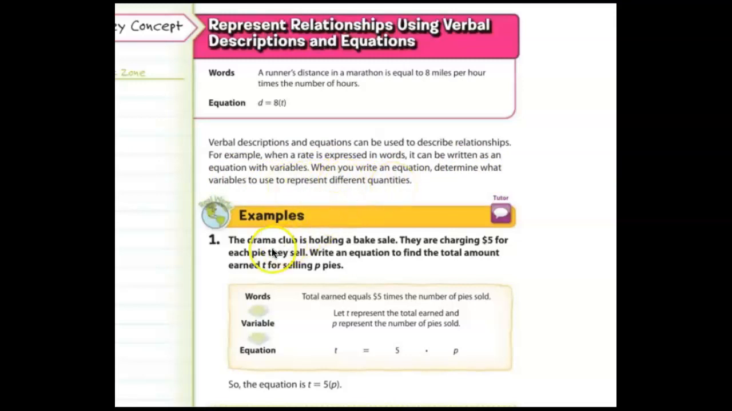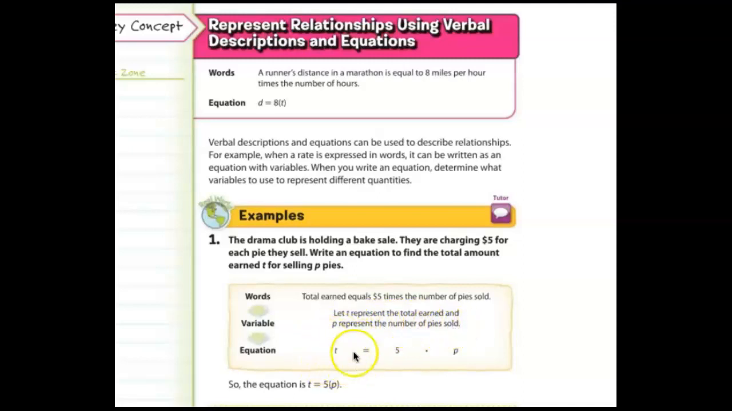Okay, so on number 1, we have the drama club is holding a bake sale. They are charging $5 for each pie that they sell. Write an equation to find the total amount earned, T, for selling P pies. So the words are the total earned equals $5 times the number of pies sold. T is going to represent the total earned, and P is going to represent the number of pies sold.